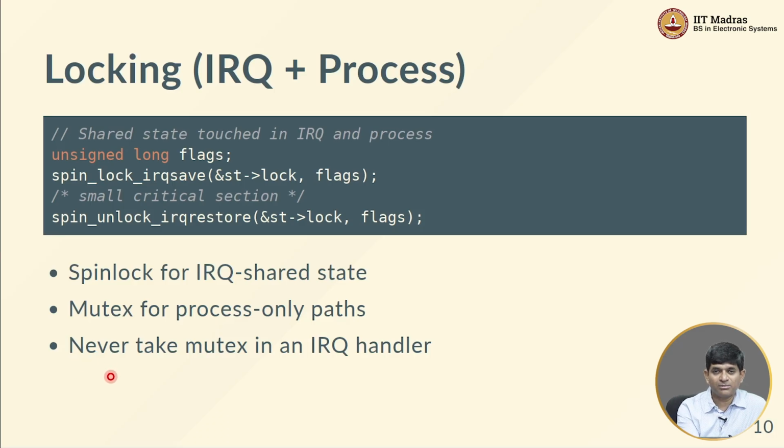The simplest rule of thumb that we need to follow: never take a mutex inside an IRQ handler, right? The IRQ handler, in terms of terminology that I had briefly mentioned earlier, is effectively what's called the top half of the IRQ, right? It is the part which is responsible for immediately responding to the IRQ, and we want to keep it as brief and as quick as possible.